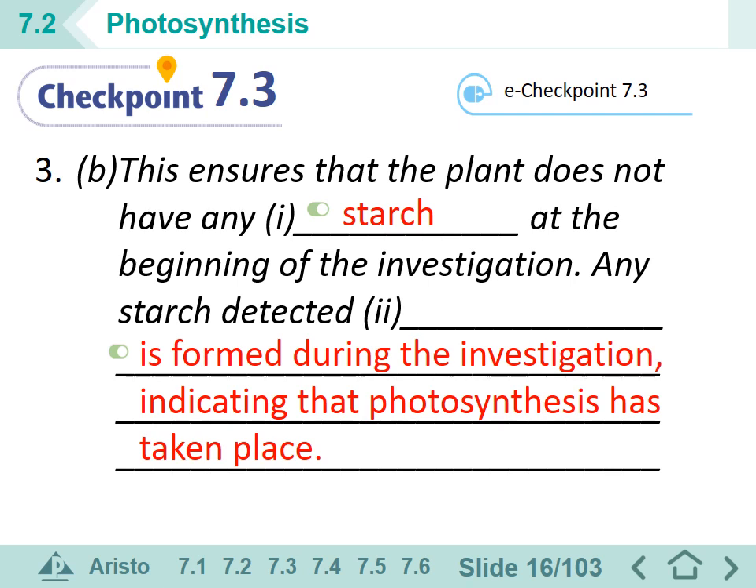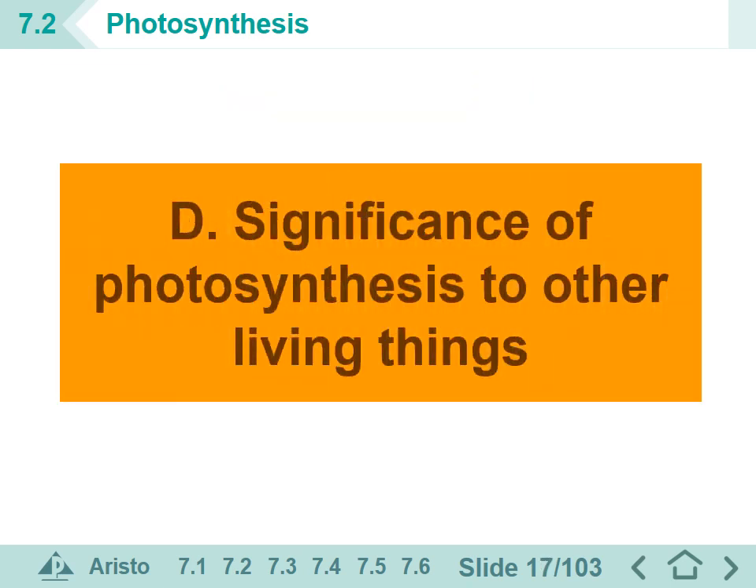Okay, so we have finished this part, and we go to section D, the significance of photosynthesis to other living things. Why is that so important? Of course, it's important for the plant itself, right? Because it produces its own food. But how about the significance of photosynthesis to other living things?